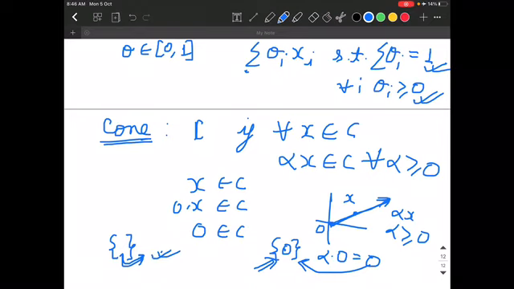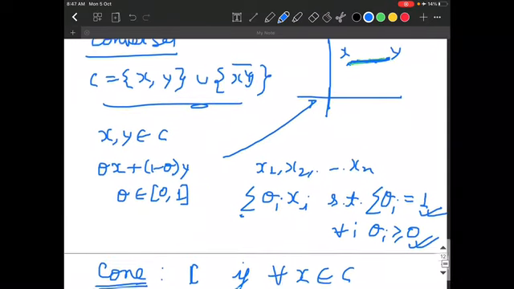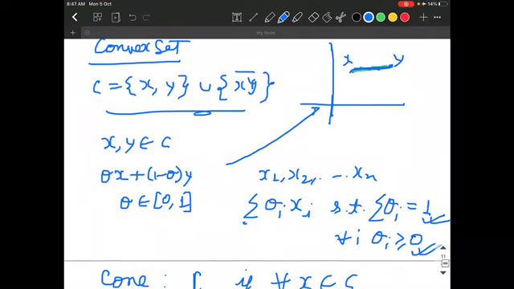This holds for all these sets, convex sets also. In a convex set, the smallest convex set is an empty set. If there is no point, then there is no point to take a convex combination, etc. And so the empty set is also convex, it is also affine, and it is a cone as well.